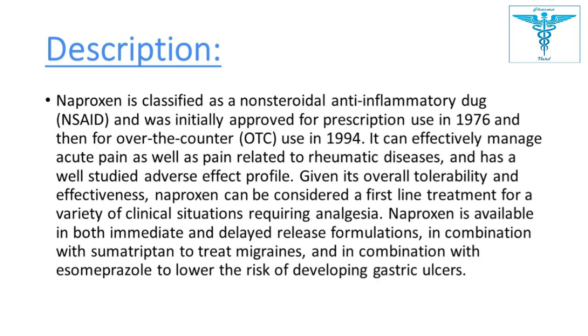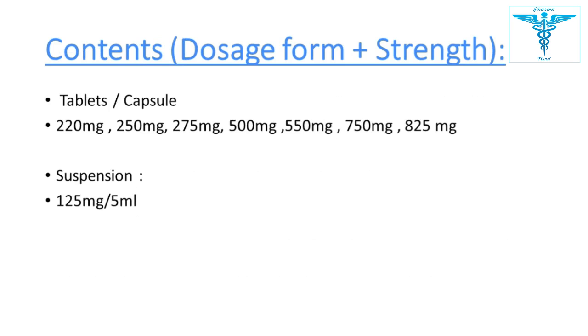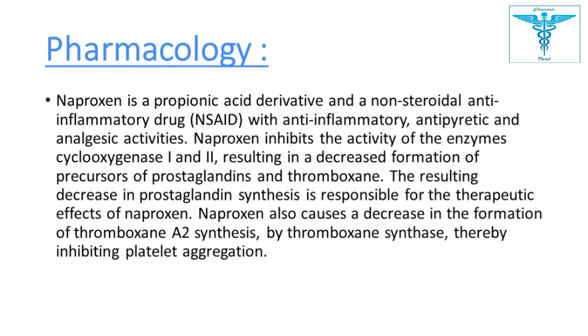requiring analgesia. Naproxen is available in both immediate and delayed release formulation, in combination with sumatriptan to treat migraine and in combination with esomeprazole to lower the risk of developing gastric ulcers. These are the dosage form and strengths of Naproxen. Pharmacology is the same as previously discussed. It is a propionic acid derivative, non-steroidal anti-inflammatory drug having anti-inflammatory, antipyretic, analgesic property, inhibits the COX-1 and COX-2 pathway, decreases the formation of prostaglandin and thromboxanes, and this is how it works.